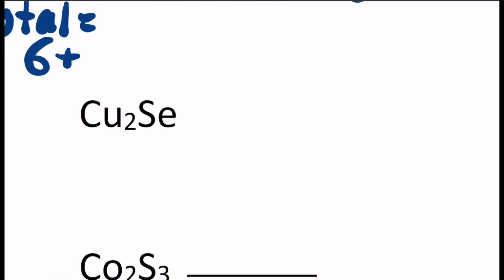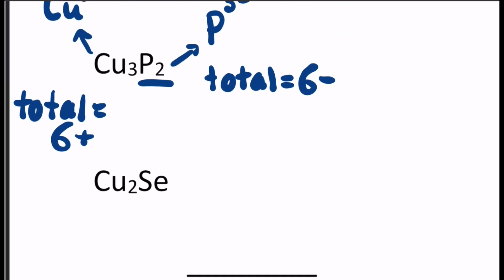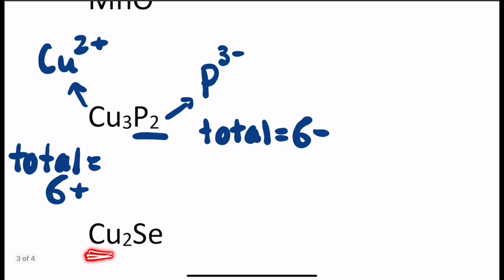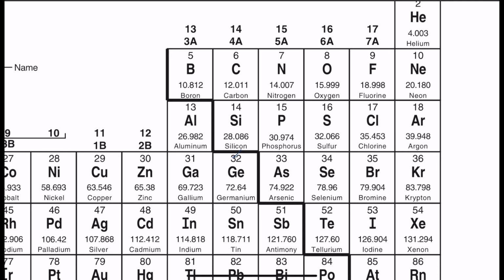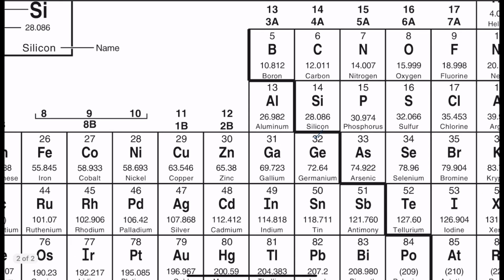Okay, so in this example, it looks like we have copper once again. Cu is copper. Se is selenium. So selenium's over here, number 34. Copper's number 29 here in our periodic table.